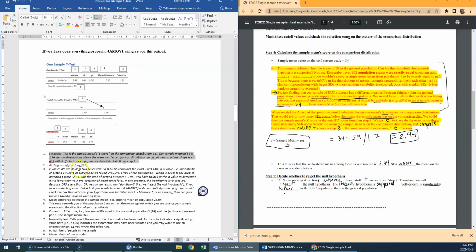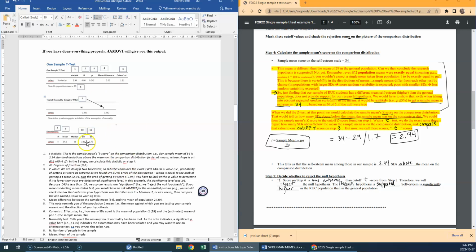And you can see that number 1 is the t-statistic. This is the sample mean's t-score on the comparison distribution. This is what we found out on step 4, right? So if we have a t-value of 2.94, that's the same as what we calculated by hand. And it tells us the same thing as we talked about in lecture, that our sample mean, in this case the self-esteem mean among those in our sample, is 2.94 standard deviations above the mean on the comparison distribution.